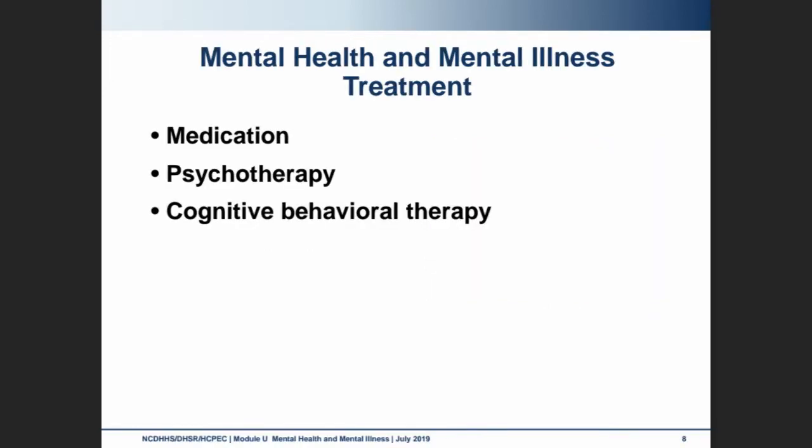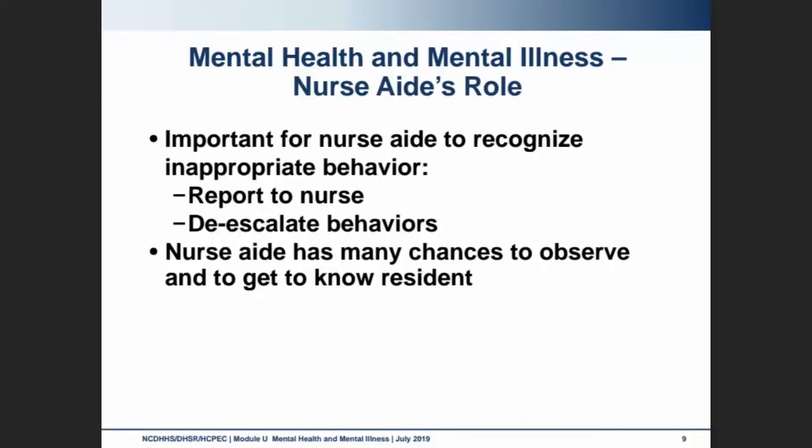So mental health and mental illness can be treated in a variety of ways, and often it's going to be a combination of these things. So you've got medication, psychotherapy, cognitive behavioral therapy. It's important for us as nurse aides to recognize appropriate and inappropriate behavior. And when we see inappropriate behavior or something that's different from our residents' normal, or something that affects our patients' or residents' ability to function, we want to notify our nurse immediately.